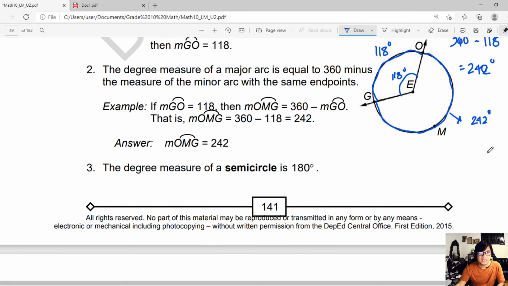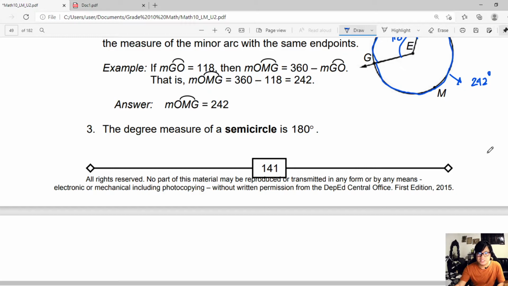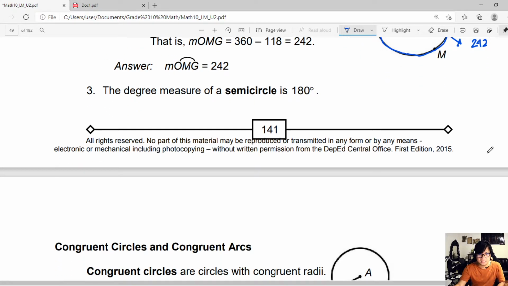Number 3 is the degree measure of a semicircle is 180 degrees. So alam na natin yun, no? That the measure of a semicircle is equal to 180 degrees.